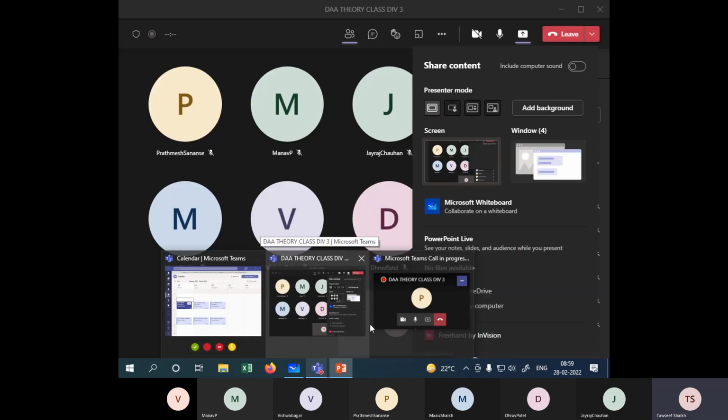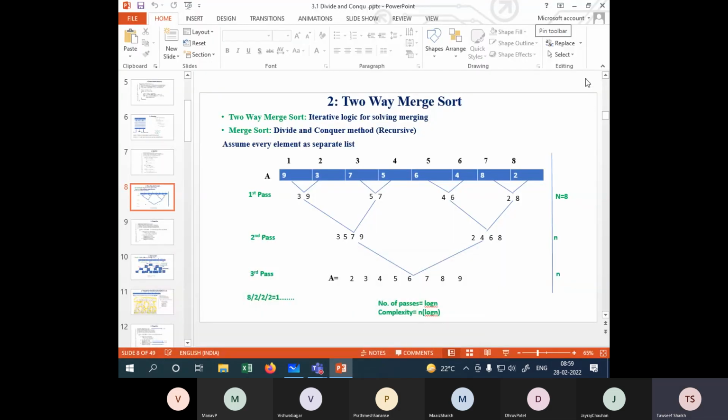In the previous week, we reached the divide and conquer approach of algorithm design, and we have seen two different approaches which merge sort uses. The one we call two-way merge sort is basically an iterative process of doing the merging among different lists to finally find a sorted list. The total time complexity of the merge sort algorithm was n log n.